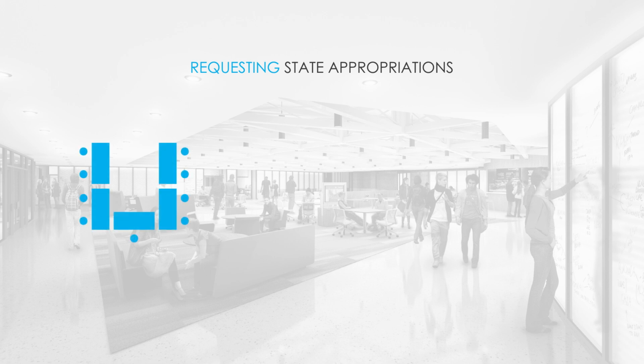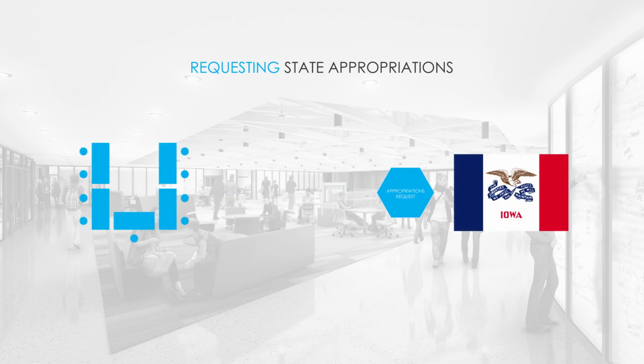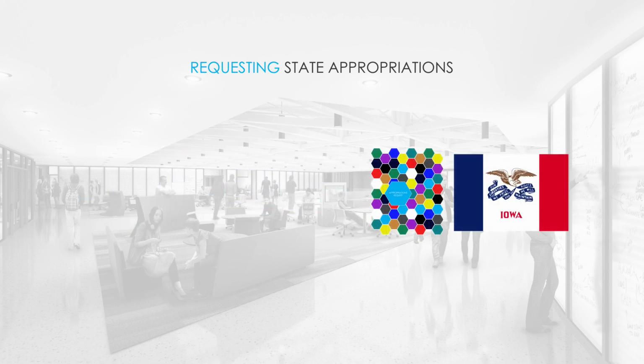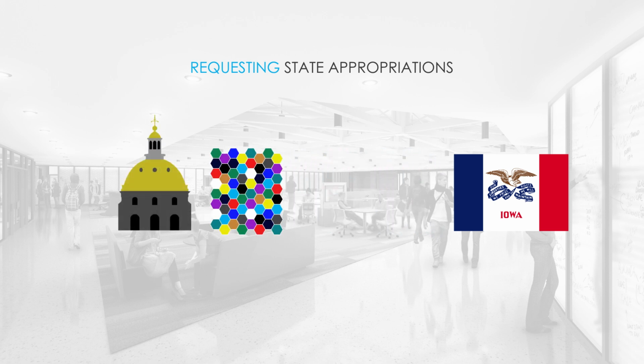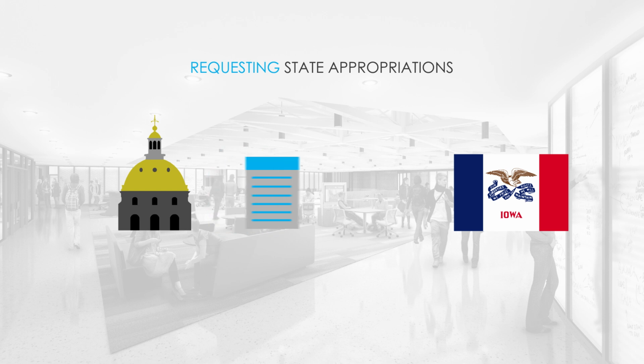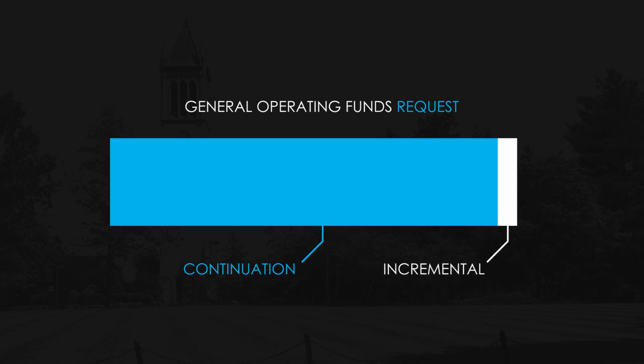Each year, the board presents its appropriation request to the governor. The governor then submits the budget, including the board's appropriations request, to the state legislature. The legislature determines final appropriation amounts by passing an appropriations bill, which the governor signs into law. In most years, the board's higher education general operating funds request contains two pieces: a continuation of the current year's funding, and further, incremental funding that covers inflation or important priorities at Iowa's public universities.